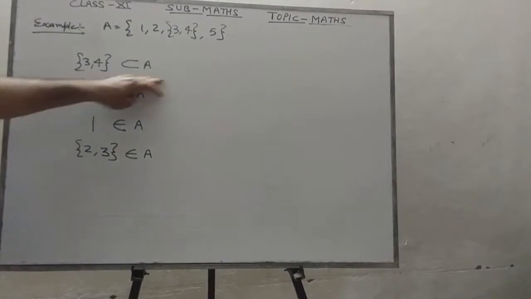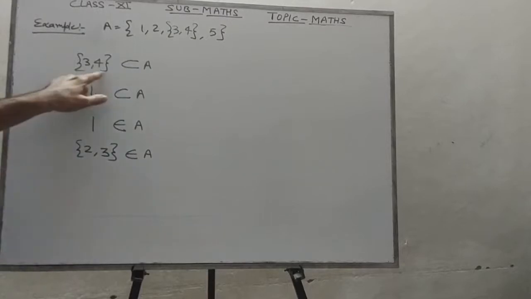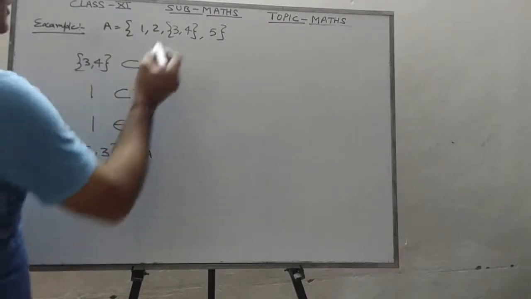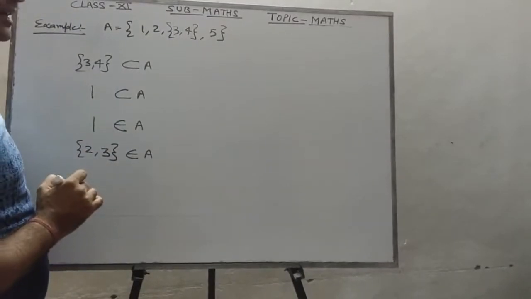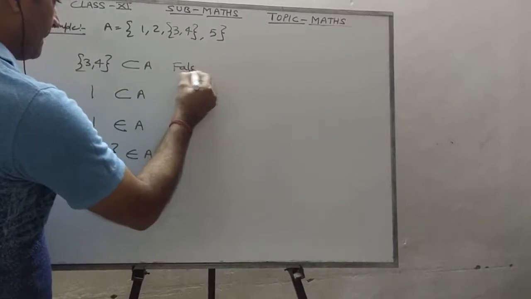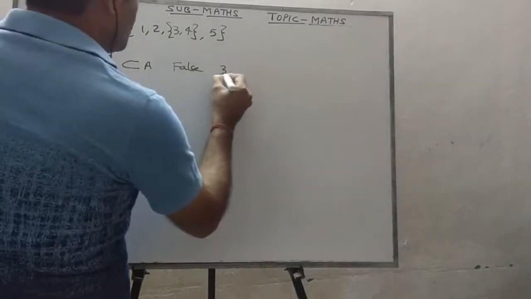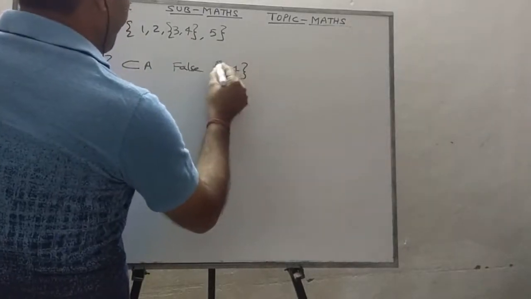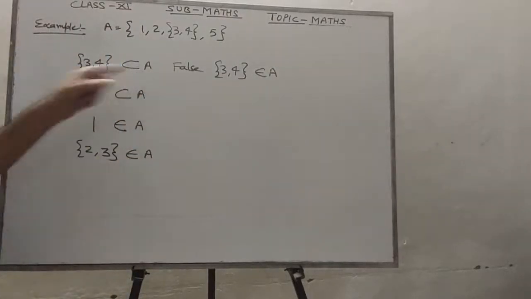So what do you understand by this? {3, 4} is a subset of A. Is it true? As we see from the set, {3, 4} is an element of this set. So it is false. {3, 4} is not a subset; {3, 4} belongs to A.